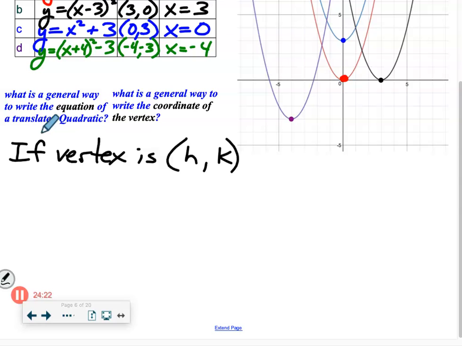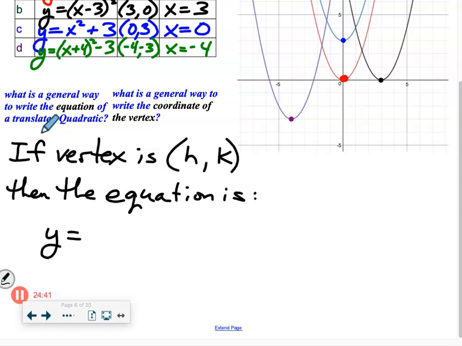H for happy, K for koala, right? Okay. All right. If the vertex is h, k, then the equation is y equals x minus h, because you have to go in the opposite direction, squared plus k. So x minus h squared plus k.